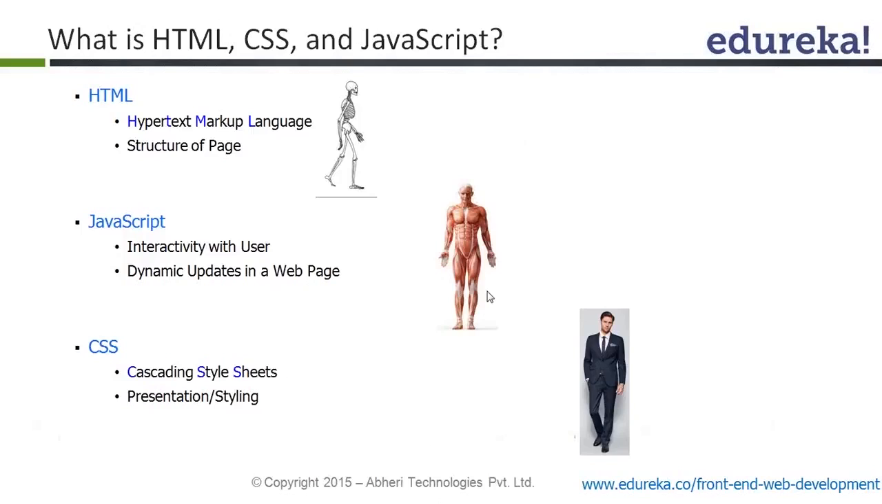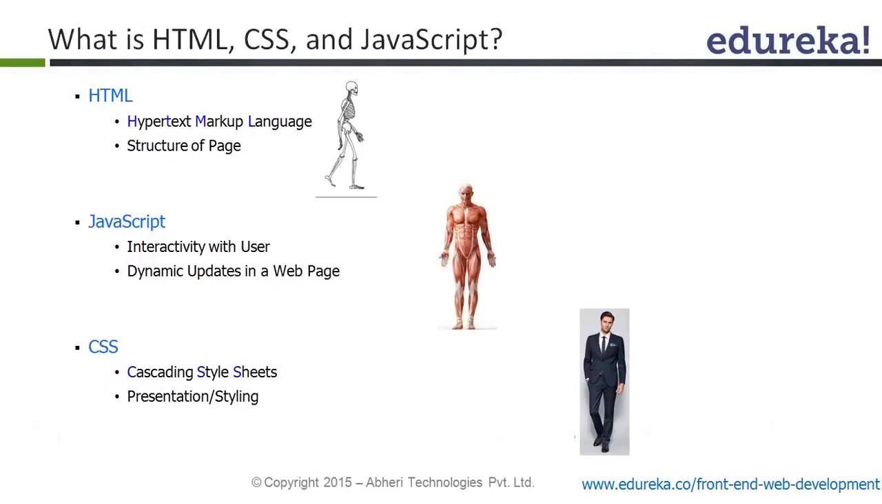Analogously, if you have skeletons and muscles, on top of them you have skin to cover the muscles, but that's not good enough. You have to present it in a decent, professional manner to the end user. So on that body, if you put proper dress, tie, and shoes, that's when the human body becomes presentable to others. CSS does exactly that presentation on top of HTML web pages.